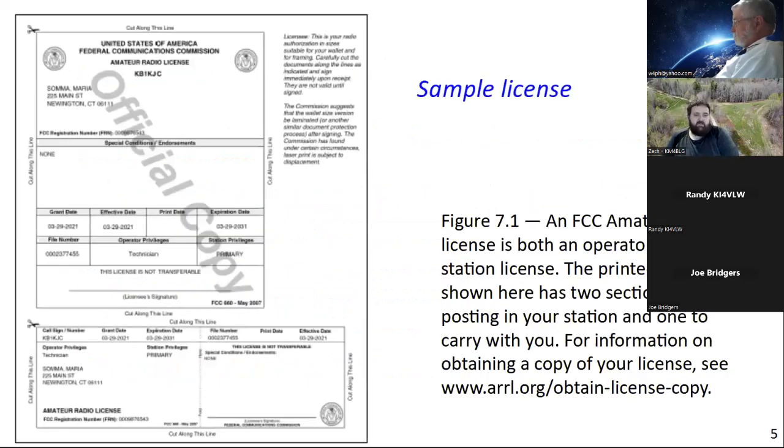So this is what a ham radio license looks like, the paper copy. Used to, they mailed these out. Nowadays, you have to log in through the FCC website and print it off yourself.